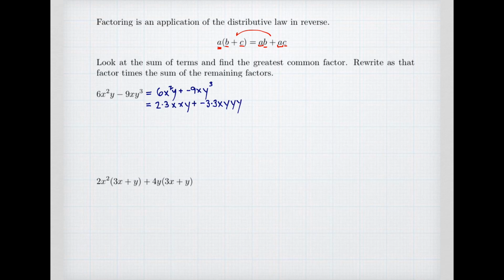The idea of common factors is to identify pairs that match. So I've got a 3 in each term. There's only one x and there's only one y. So my common factor will be 3xy.